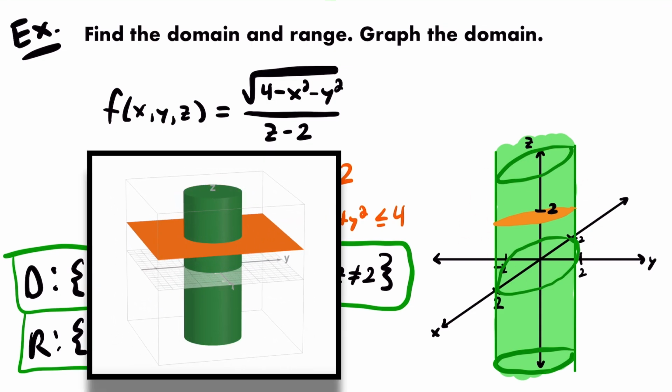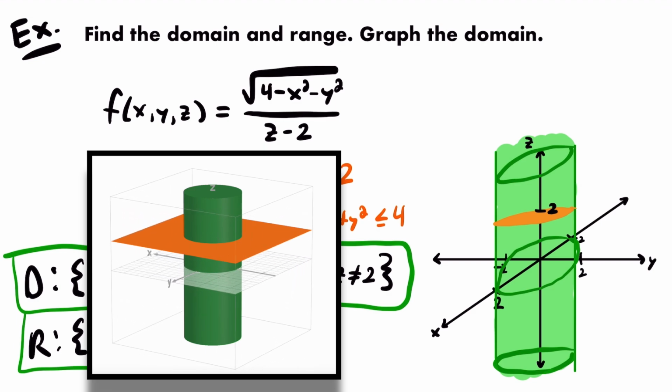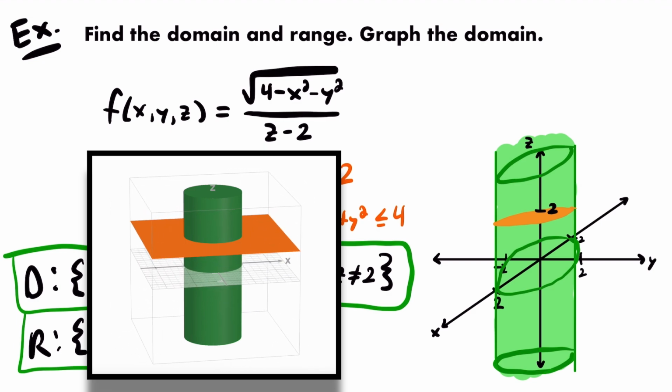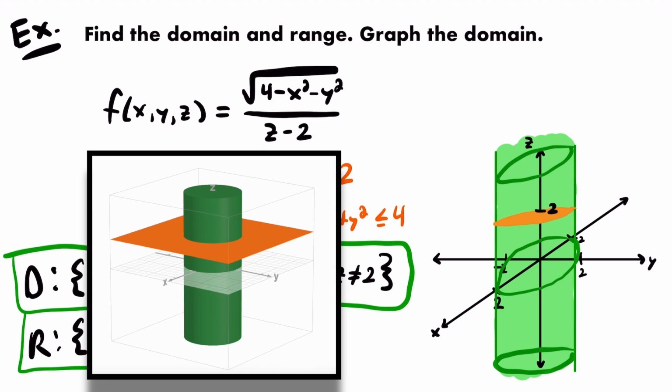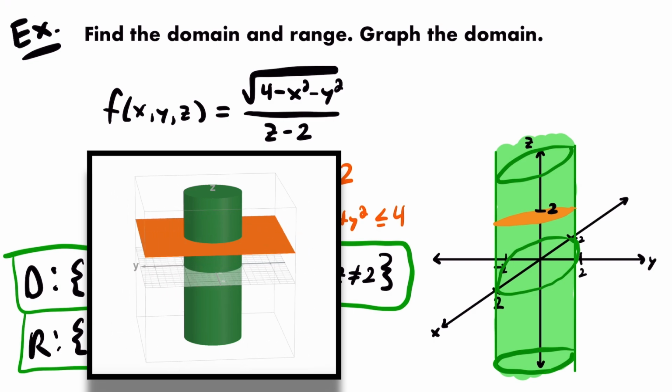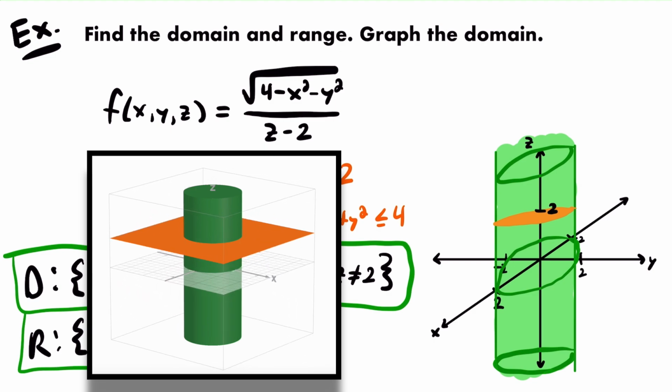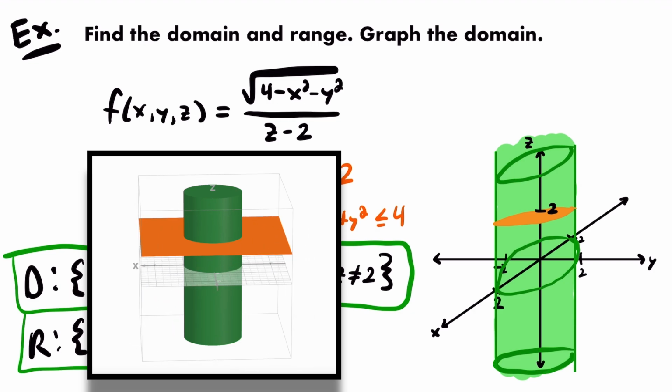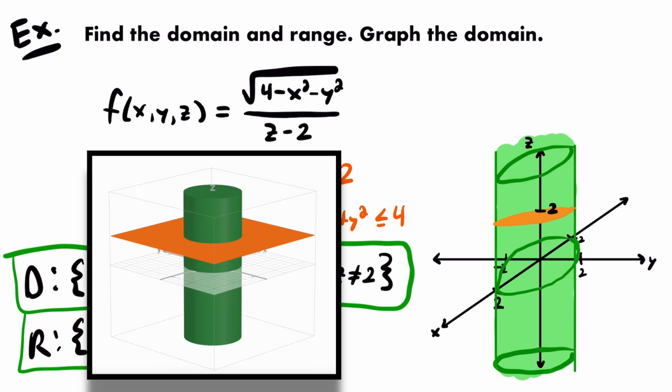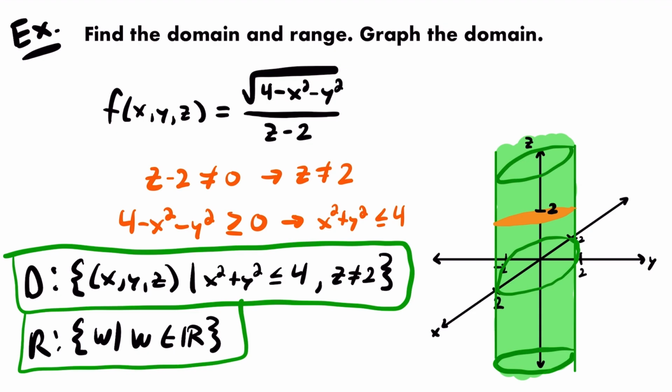And so to help you better visualize what we just graphed here, here's a 3D render of the domain. Again, this is not the actual surface. The real surface would be in 4 dimensions. What you're looking at here is the domain that we just graphed. The domain of the function is all of the points inside that cylinder except where that plane intersects it, which would just be a thin disk for z equals 2. All right, and so with that, that is it for this example.